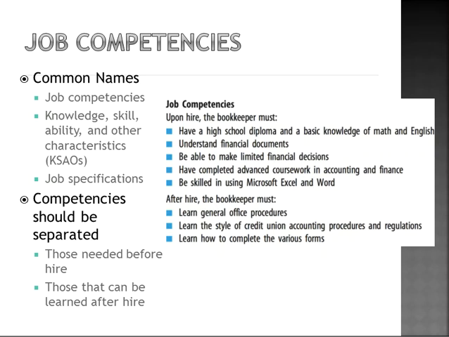So competencies should be separated by those things that we hire them for and what they will have to have later. Looking here at the job competencies, upon hire, the bookkeeper must have a high school diploma and a basic knowledge of math and English, understand financial documents, be able to make limited financial decisions, have completed advanced coursework in accounting and finance, and be skilled in using Microsoft Excel and Word. After hire, the bookkeeper must learn general office procedures, learn the style of credit union accounting procedures and regulations, and learn how to complete the various forms.